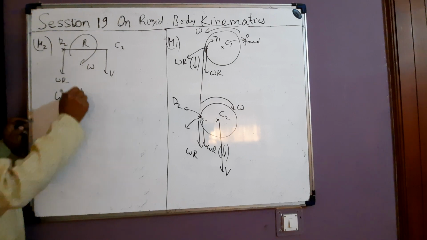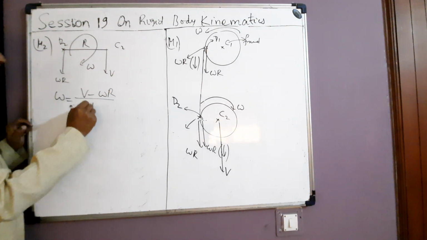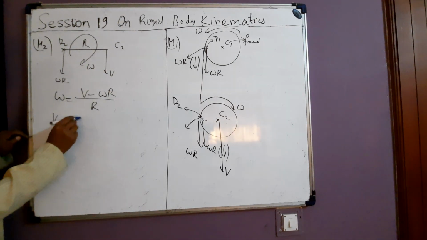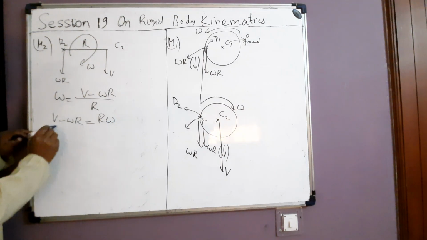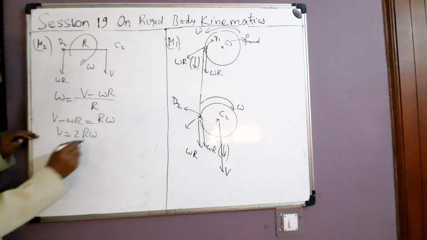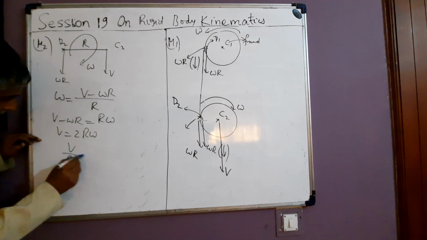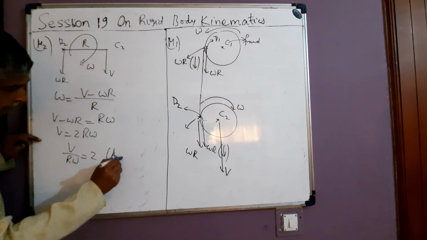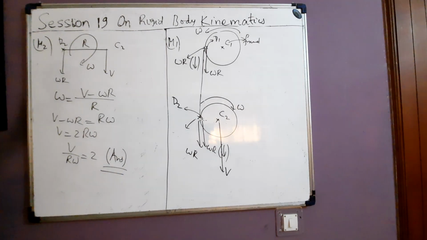So relative speed should be V minus omega R by R. So V minus omega R should be R omega. V should be 2R omega. V by R omega should be 2. That is therefore the required answer.